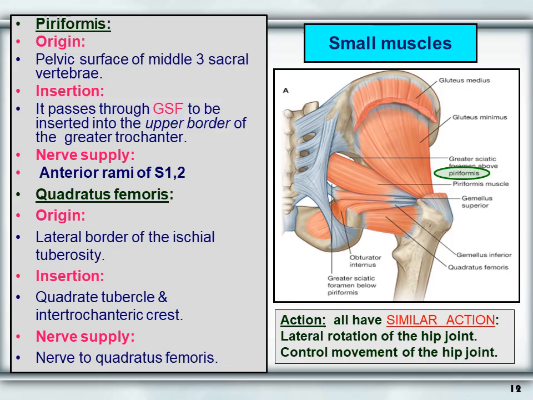The action of these two muscles is lateral rotation of the hip joint and controlling movement of the hip joint. These two muscles have similar actions.